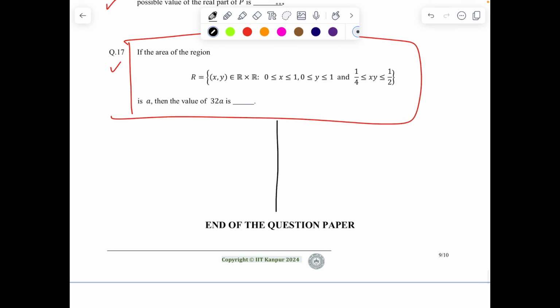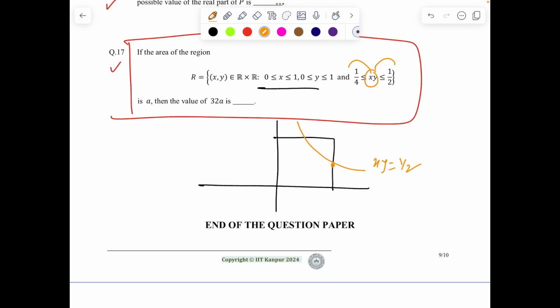Why? Here you can see, we have this region with x from 0 to 1 and y from 0 to 1. We have this square and xy equal to half. So at x equals 1 we'll get y equals half. So we have this graph as xy equal to half, and let's plot xy equals 1 by 4, this is the region, right? So all that I need to do is to find this area, the area of this shaded portion.